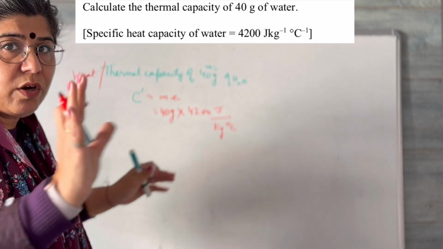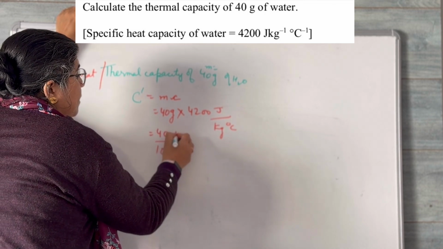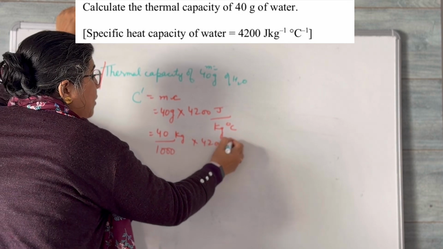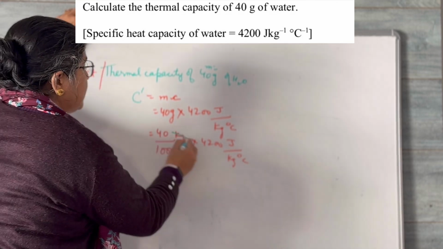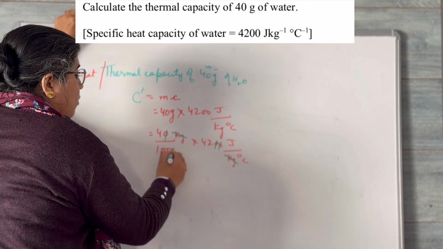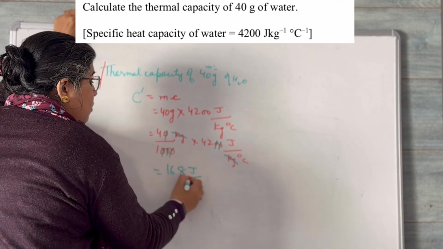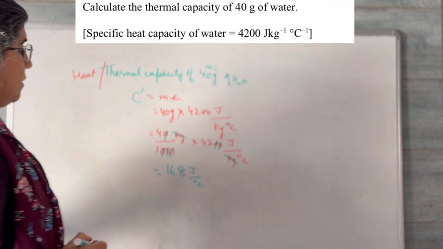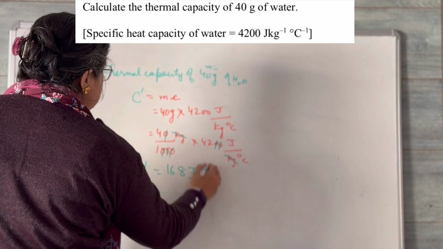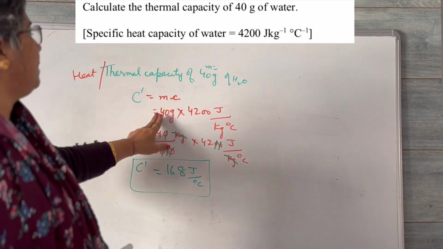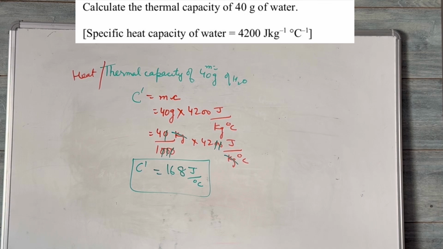You don't write the units, you are gone. Right? How do I write it now? 40 by 1000 kg into 4200 joule per kg per degree centigrade. What will I do? Kg goes with kg. 1, 2, 3 goes with 1, 2, 3. So it becomes 4 2s are 8, 4 4s are 16 joule per degree centigrade. That is your answer for heat capacity. If you don't write units, you just multiply 40 with 4200, it will be wrong. Calorimetry, the units. In physics, units are the hero.